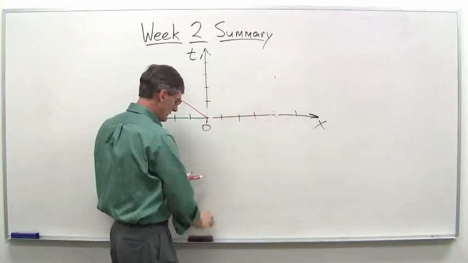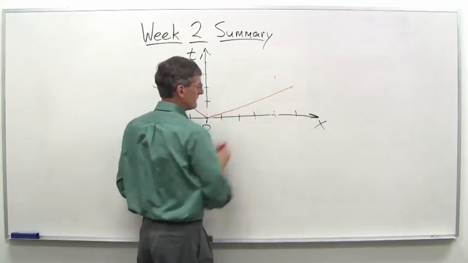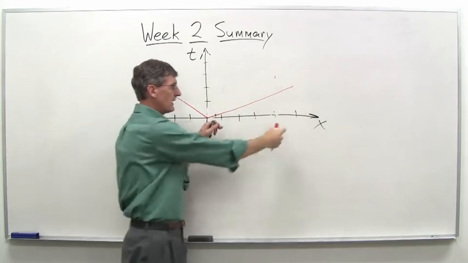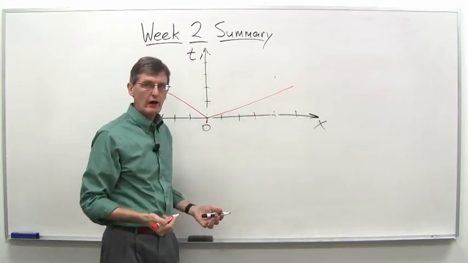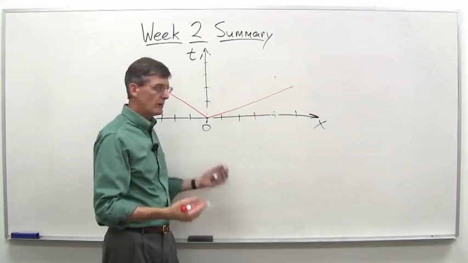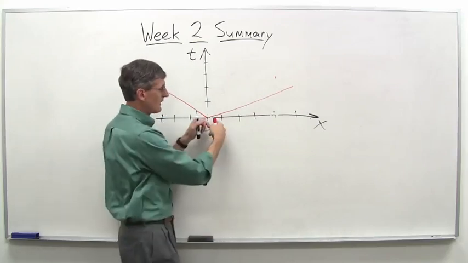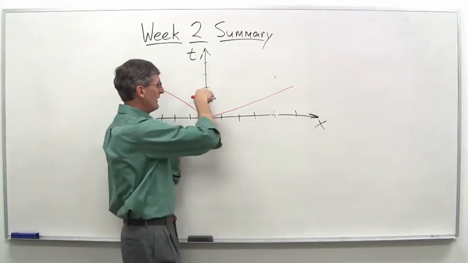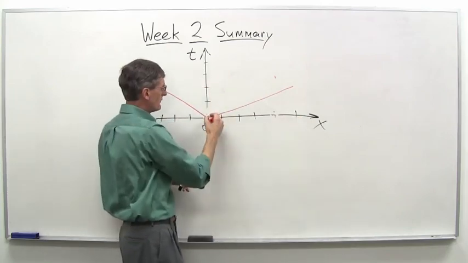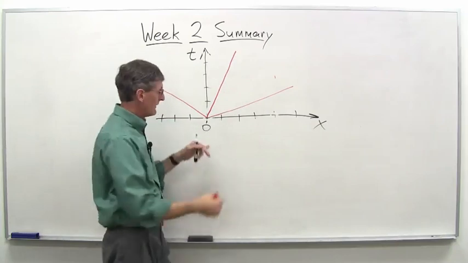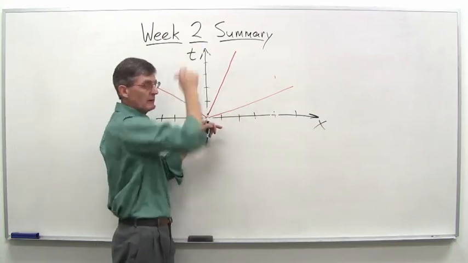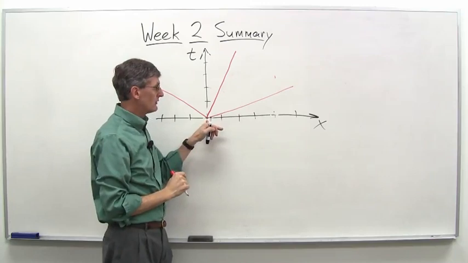So if we have a world line like that, that's a big run divided by a relatively small rise. That's a high velocity object. It's an object that's moving at a higher velocity. It covers a lot of distance in a relatively short amount of time, versus a world line for an object like this, lower velocity. It covers less distance in a bigger amount of time.